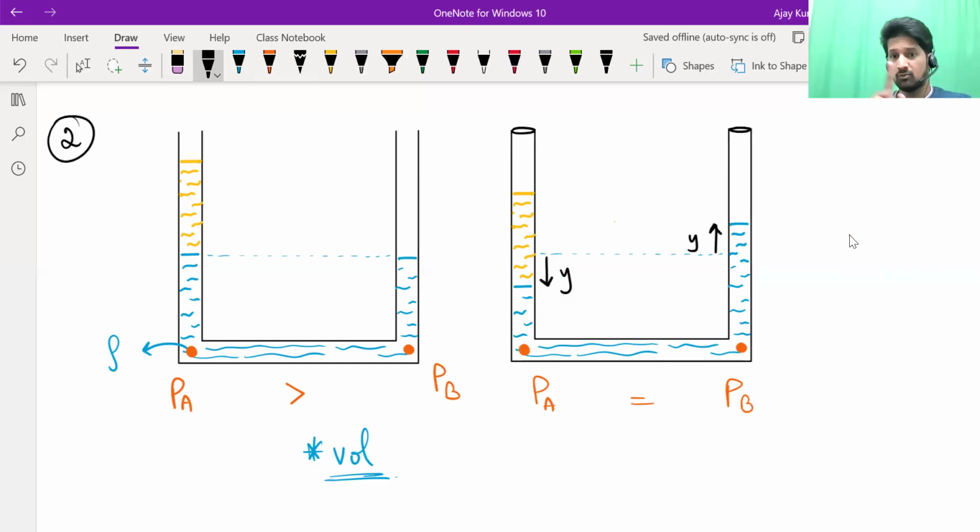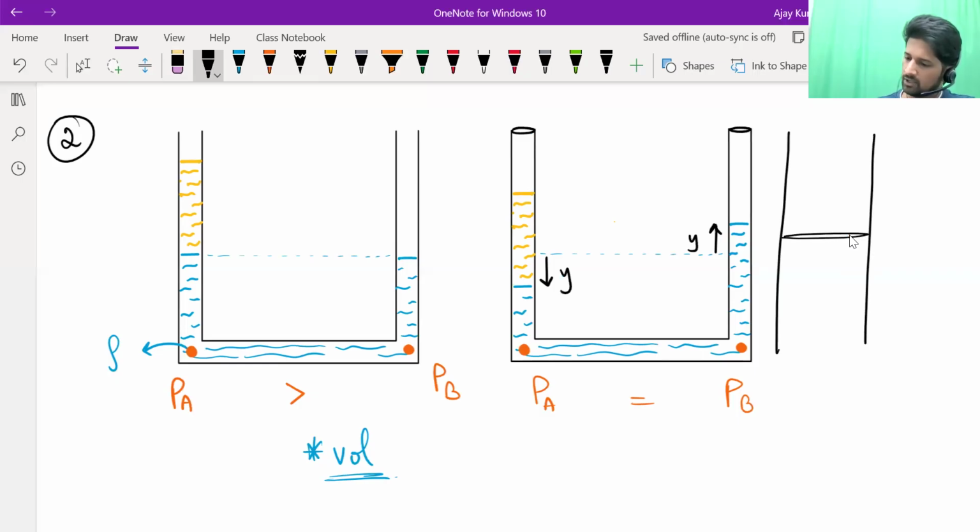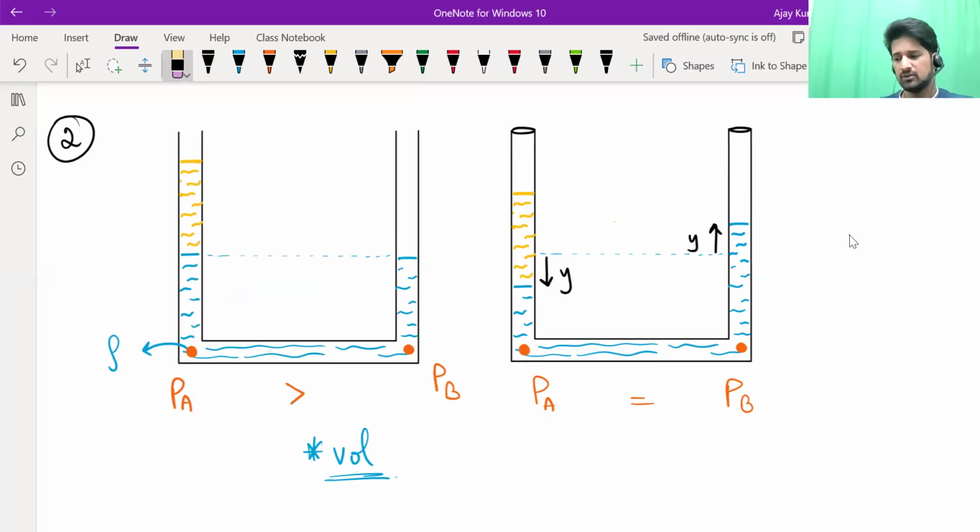Why? Because it's the volume that has to remain constant. On the right side, if it is very wide, then you will only see a small rise in height there. Volume has to remain the same. So it depends on the area of cross section. If they don't mention anything, you will assume the area of cross section is equal. If they particularly mention that the areas are in the ratio 1:2 or something like this, then you will have to adjust the heights accordingly.